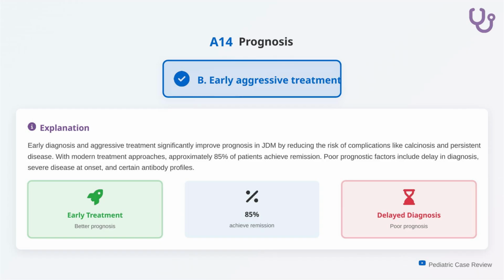Early aggressive treatment. Early diagnosis and aggressive treatment significantly improve prognosis in juvenile dermatomyositis by reducing the risk of complications like calcinosis and persistent disease. With modern treatment approaches, approximately 85% of patients achieve remission. Poor prognostic factors include delay in diagnosis, severe disease at onset, and certain antibody profiles.